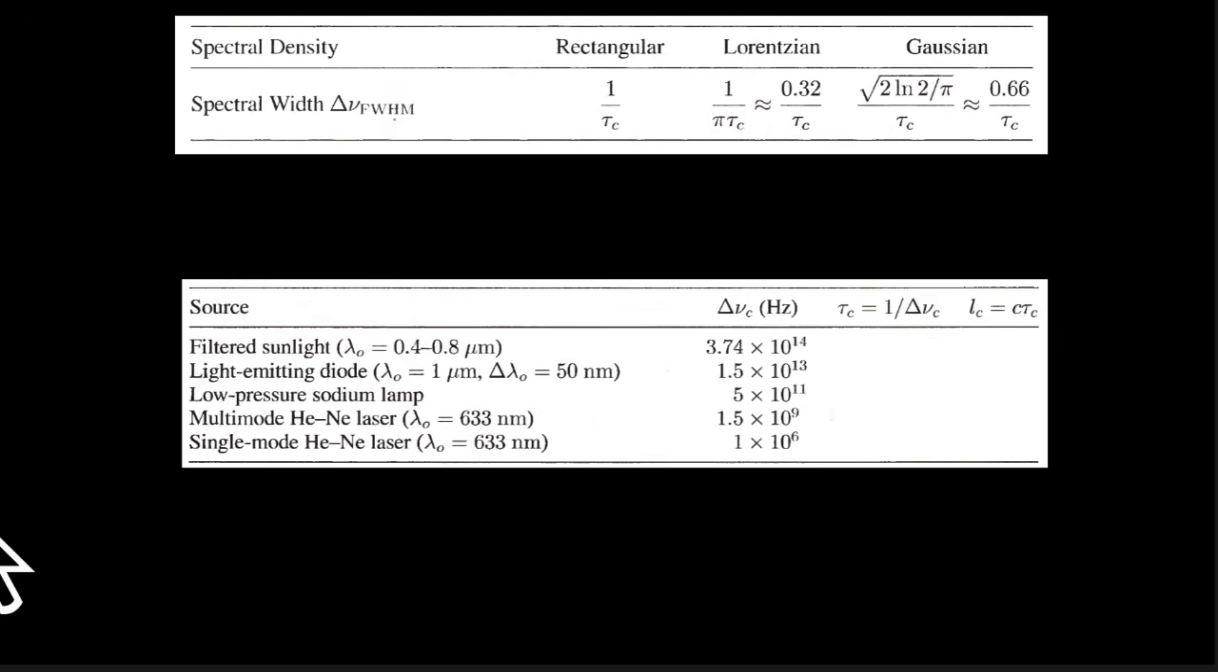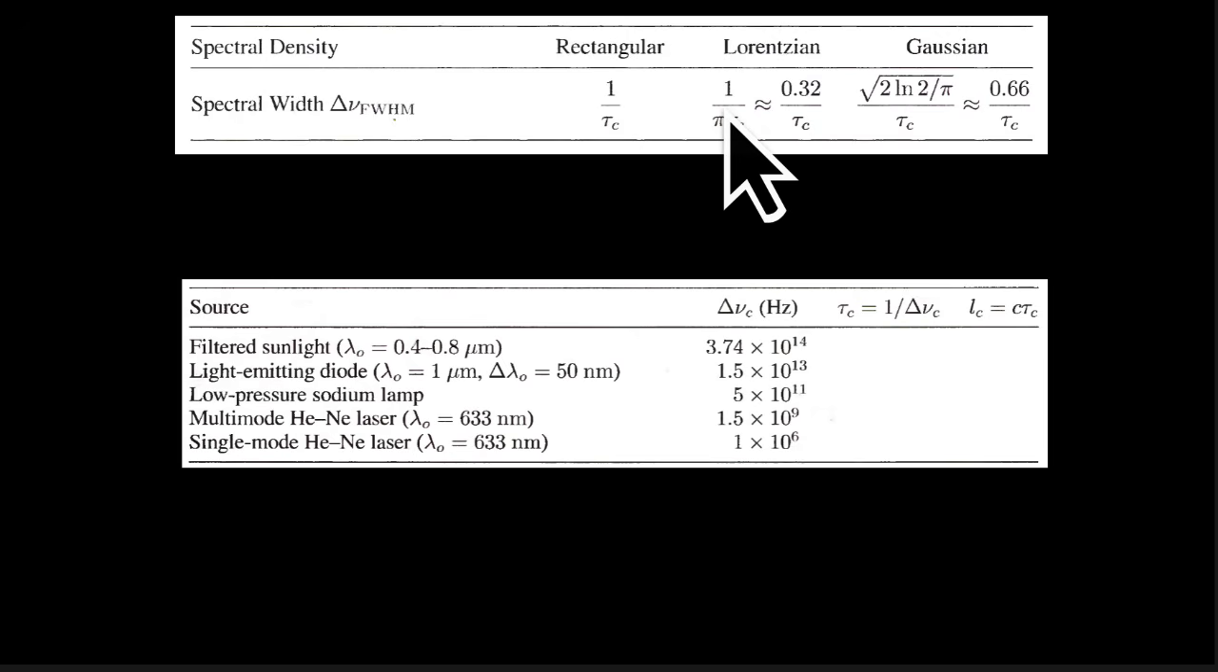Now, this is also connected to the realistic light sources. For example, you can start studying spectral density functions for a variety of geometries. For example, you take a rectangular kind of spectral density, Lorentzian, Gaussian, and each and every one of such systems has its own spectral width. For a rectangular spectral function, the spectral width essentially is given by 1 by tau c.